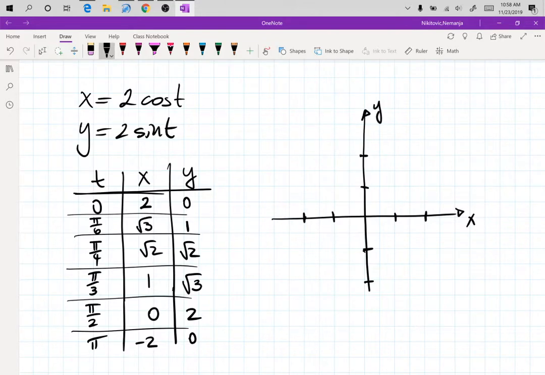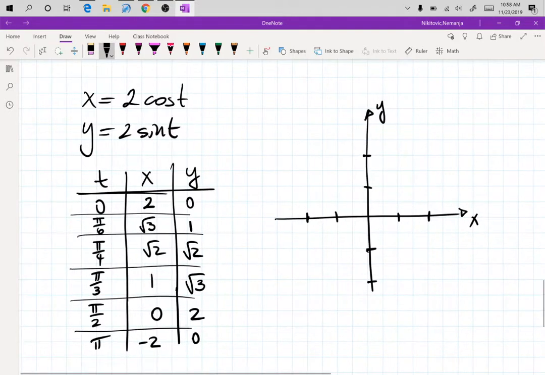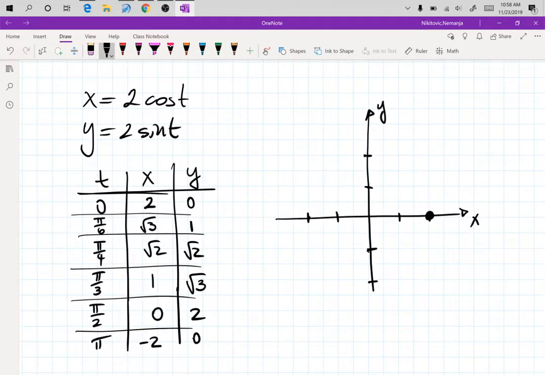These are our standard x and y axis, nothing special going on. And now I have to just plot these points. The first point that I want to plot is 2, 0. That's on the x-axis. So it starts there, and that's my t equals 0 value on the x-axis at 2.